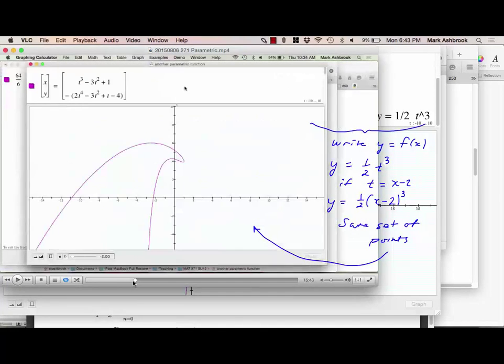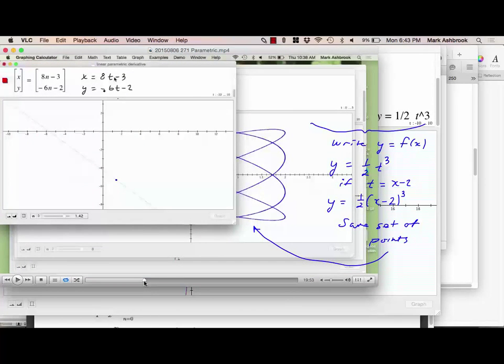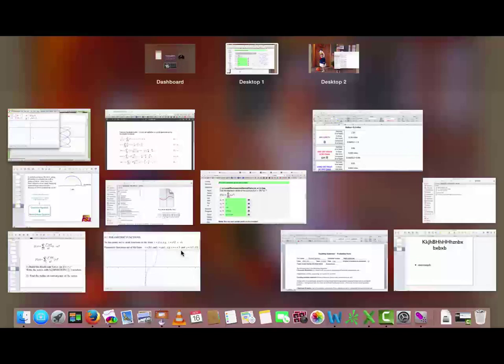So what do I want? No, I want linear parametric derivative.